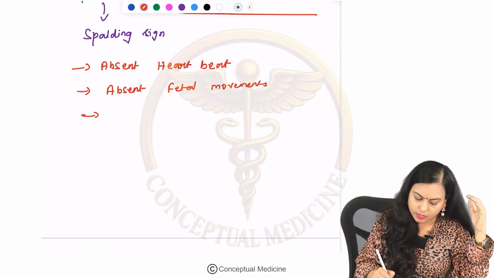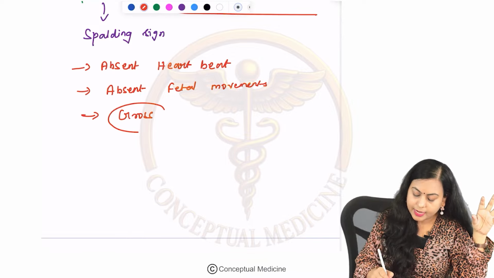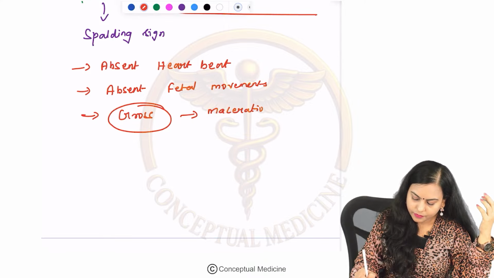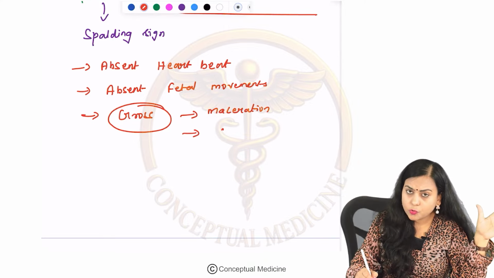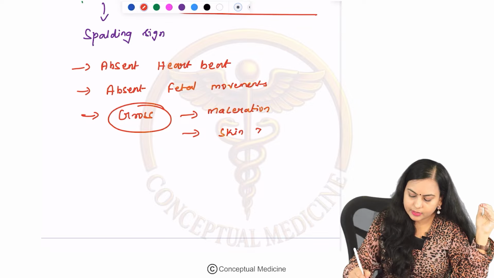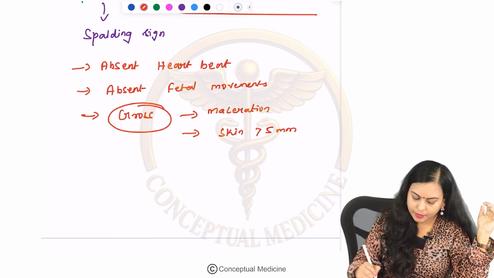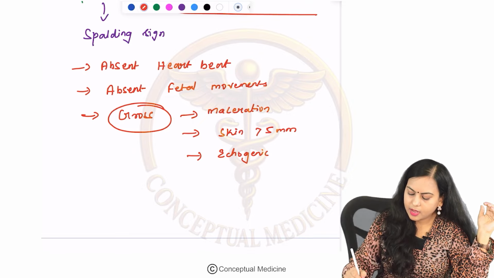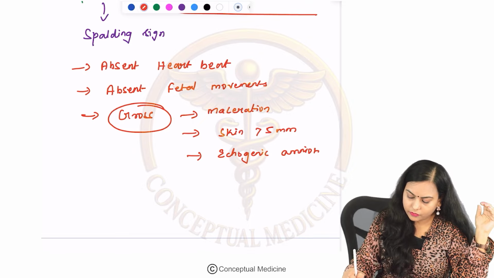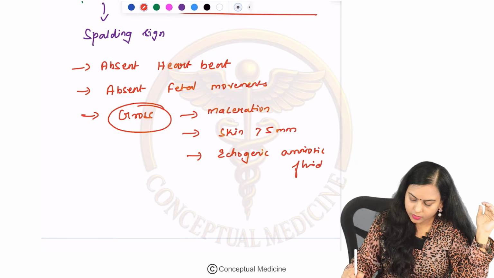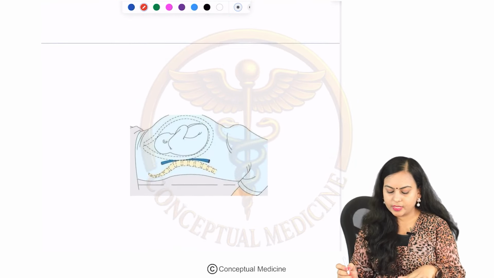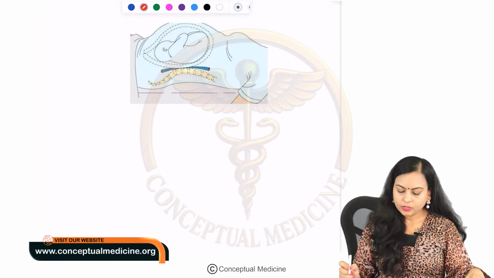And gross fetal anatomy can show maceration after delivery, and skin tissue edema will be there, that is, skin thickness will be more than 5 mm, and there will be echogenic amniotic fluid. Okay. So, these are the other signs in intrauterine death, right? Yes. Now, what is this?